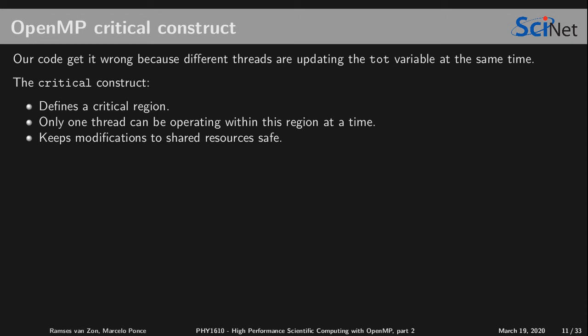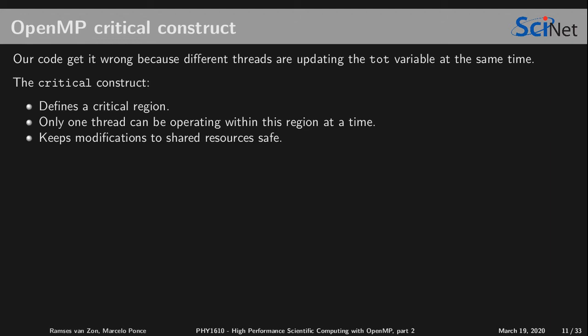It's fairly easy to put this in place. You look at the line of code that has to be done by one thread at a time only. So in this case, it's the updating of TOT, and you put pragma OMP critical in front of that. So every time a thread hits this critical line, it waits for no other threads to be busy with this. Only one thread does it at the same time.